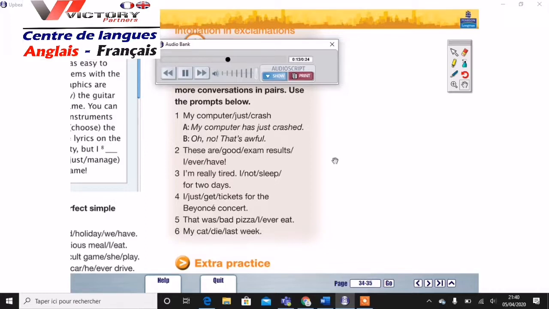Look, I've just won this necklace. Good for you. I've never won anything at a fair. Never mind. The prizes aren't that great.